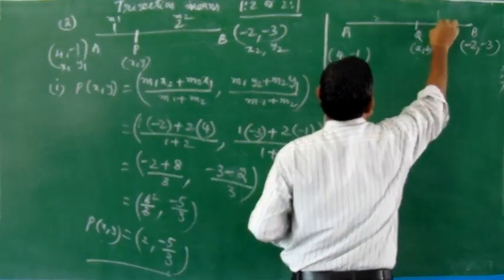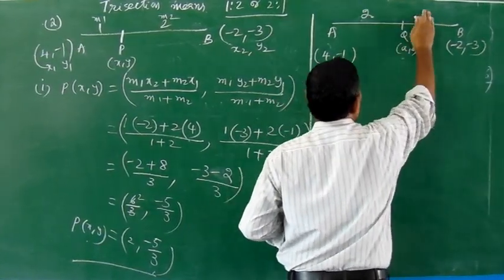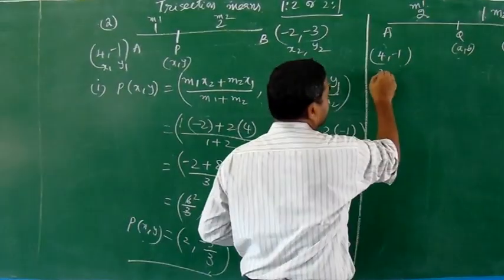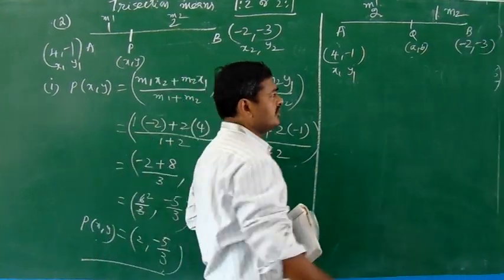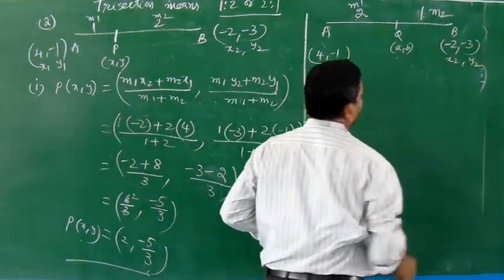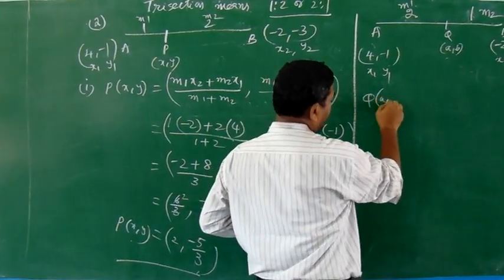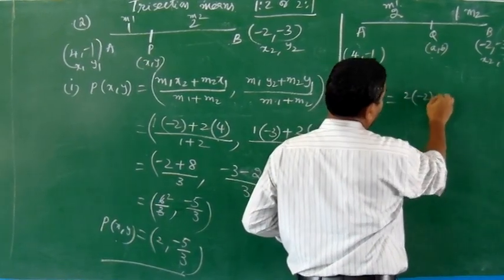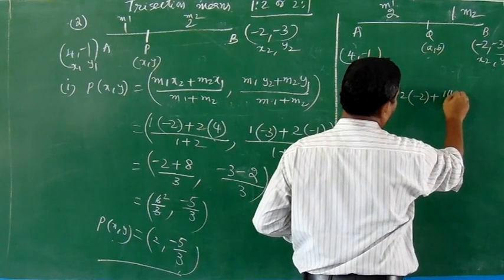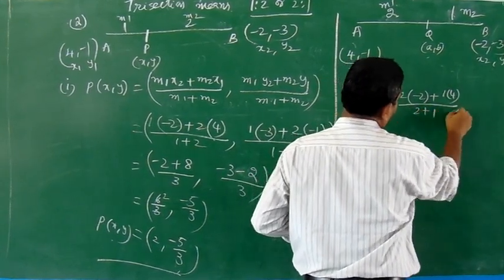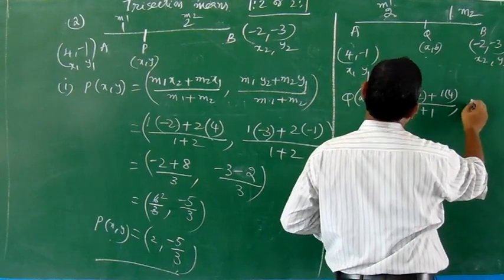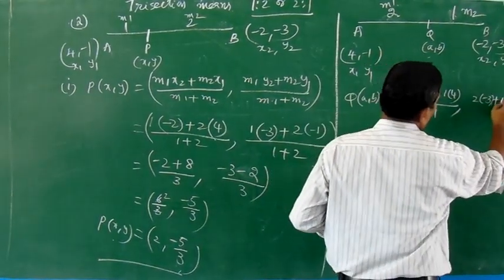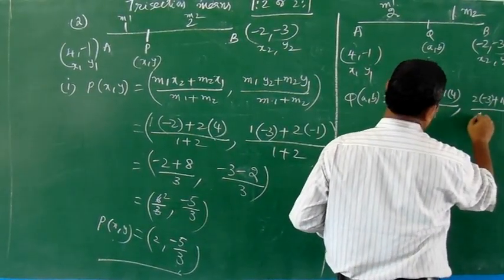Now here the ratio is 2, 1. This is m1, this is m2. This is x1, y1, and this is x2, y2. Now Q(A, B) equals (m1 x2 + m2 x1) by (m1 + m2): 2 into minus 2 plus 1 into 4 by 2 plus 1. And for y: 2 into minus 3 plus 1 into minus 1 by 2 plus 1.